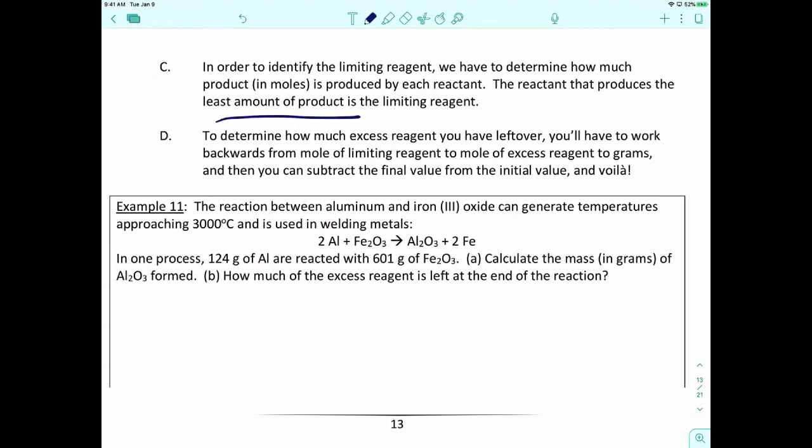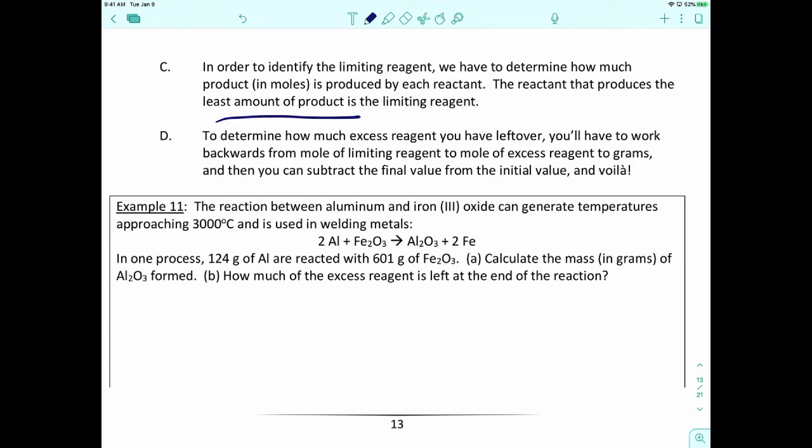Okay, so here's our problem. The reaction between aluminum and iron 3 oxide can generate temperatures approaching 3,000 degrees centigrade and is used in welding metals. And here's your equation. 2 moles of aluminum plus Fe2O3 yields Al2O3 plus 2 moles of iron. In one process, 124 grams of aluminum are reacted with 601 grams of iron 3 oxide.